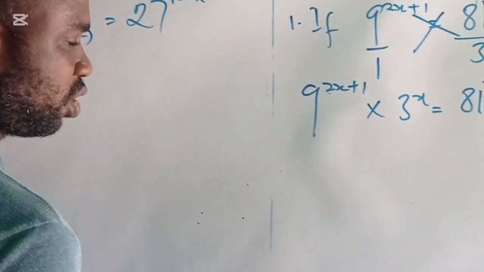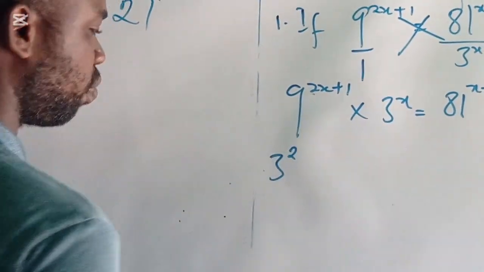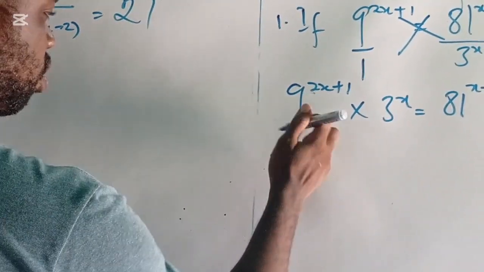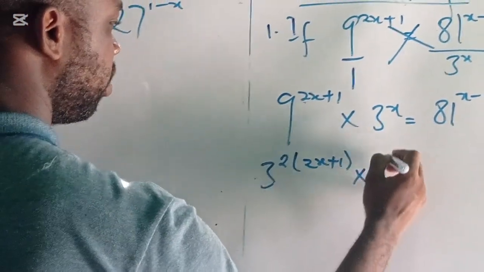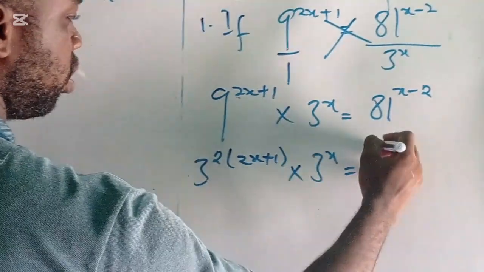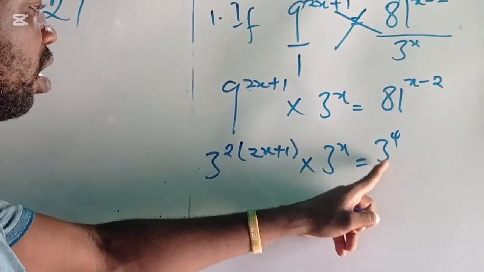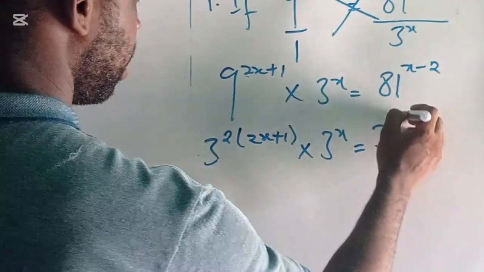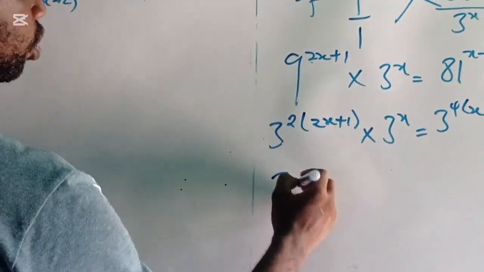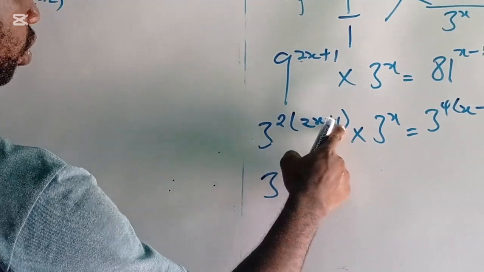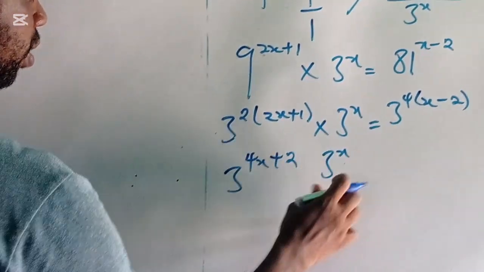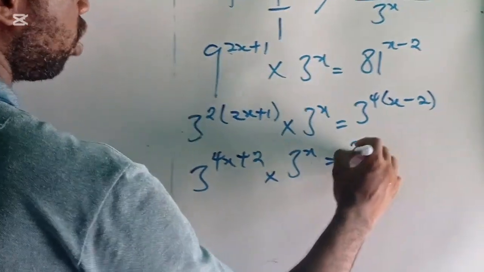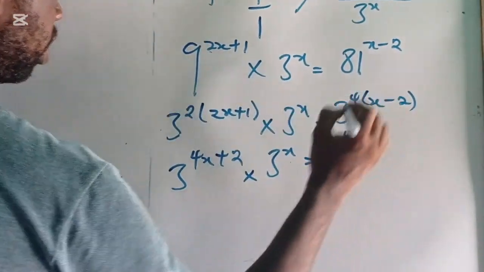We can convert this to a base of 3. So in our case, we have 3 raised to the power 2. Remember, 3 raised to the power 2 is equal to 9. Then we have the bracket 2x plus 1 times 3 raised to the power x equals 3 raised to the power 4, remember 3 raised to the power 4 is 81, to the x minus 2. Good. So we now have 2 times 2x is 4x, 2 times 1 is 2, which is 3 raised to the power 4x plus 2, times 3 raised to the power x, equals 3 raised to the power 4x minus 8.